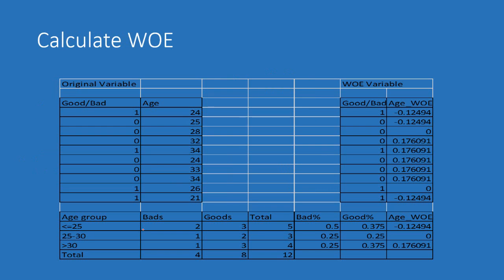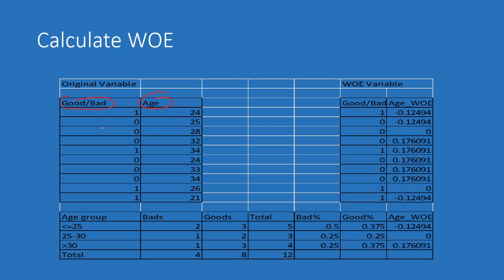So how do we calculate the weight of evidence? It's pretty simple. We will use the same formula that we saw just now. Here is an example. We have the variable age and the corresponding good/bad indicator, the dependent variable. So I have the dependent variable, which is customer type, good and bad, and the independent variable age. Now let us calculate the weight of evidence, or the WOE values, for this variable.